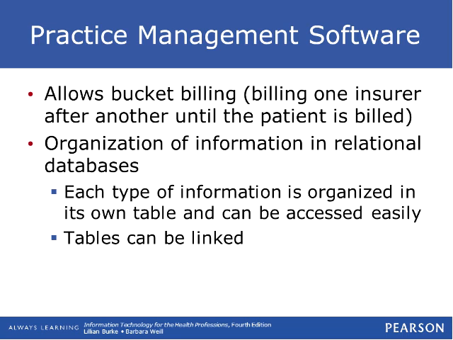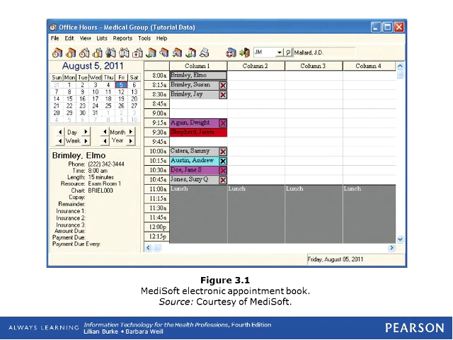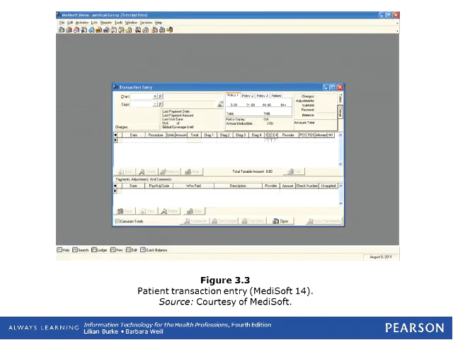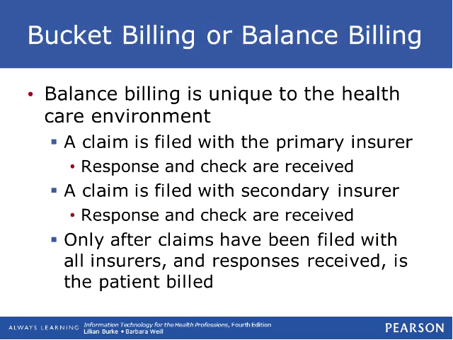Organizing information in relational databases means each type of information is organized in its own table and can be accessed easily. The tables can be linked together, and we can start looking at cross-connectivity between them. This is looking at one of those mechanisms. This office management screen has patients listed here and their time frames, so this is the scheduling portion. This is the edit appointment screen. We know that we have this for exam 1, and that's the resource, exam room 1. We'll write our notes in here: case, reason, all that kind of thing. So it really helps us organize how we treated that patient. And then finally, we look at a list of treatments, patient transaction entry, which then goes to our finance area, and we can start to collect money.